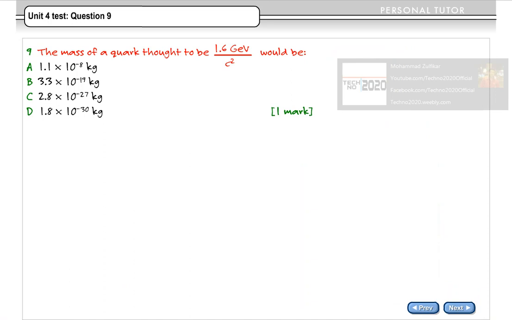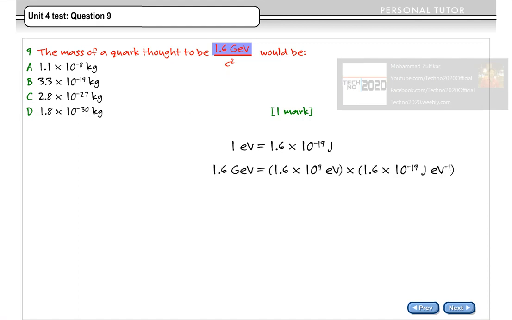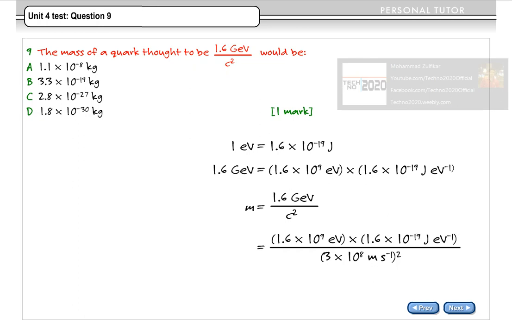You need to be careful here because of the quantity 1.6 giga-electron volts. 1 electron volt is equal to 1.6 times 10 to the minus 19 joules. So 1.6 giga-electron volts is given by this expression. Now the mass m, as given in the question, can be worked out using this expression. Substituting and calculating shows the mass to be 2.8 times 10 to the minus 27 kilograms, which makes option C the correct answer.